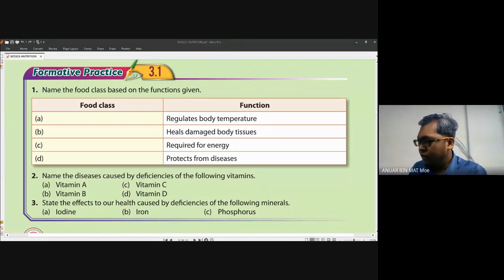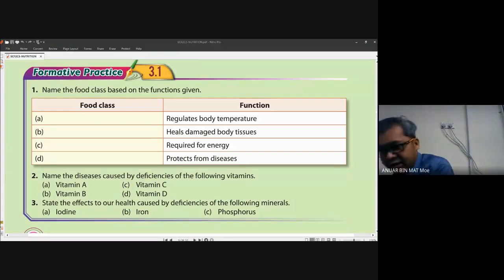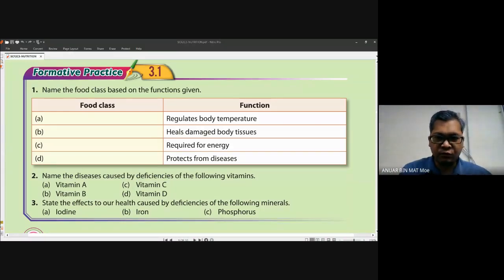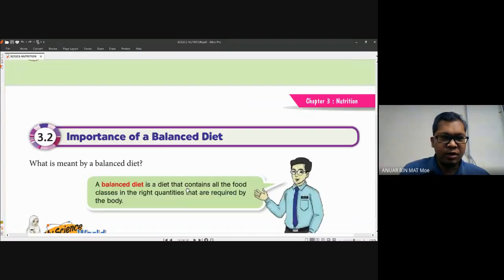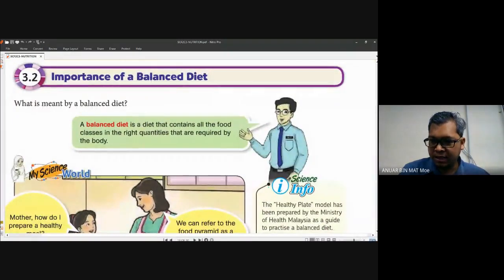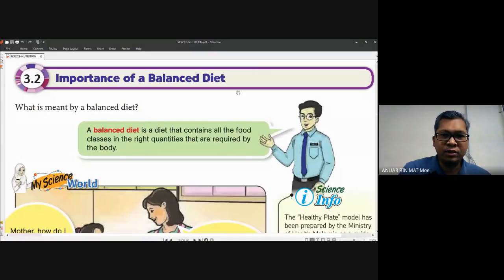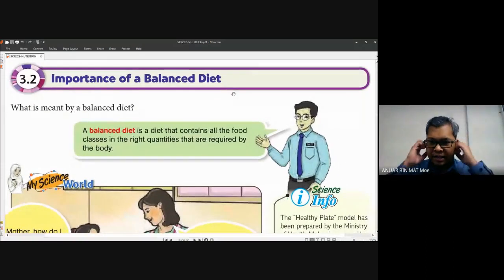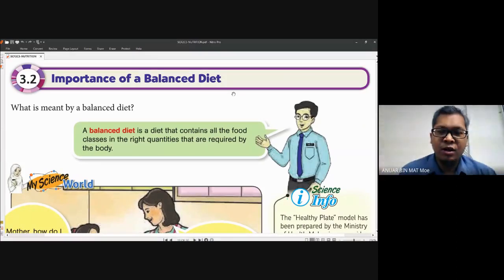Page 53. Our next topic for chapter 3 is the importance of balanced diet. We do some revision on our previous topic, 3.1.